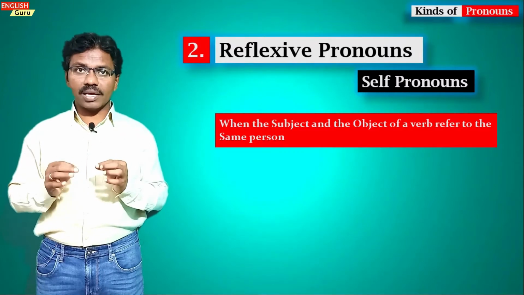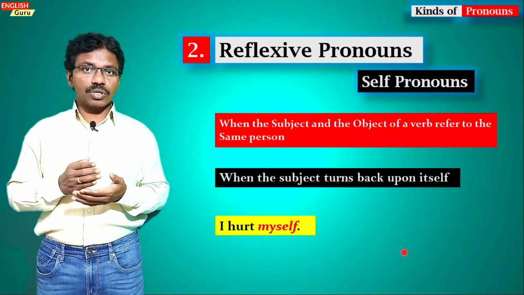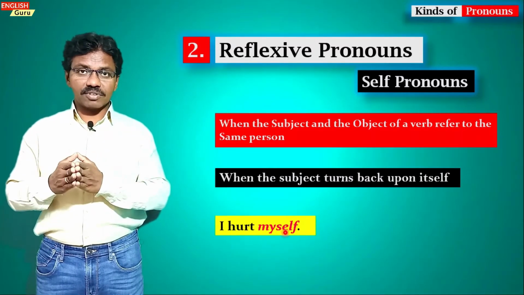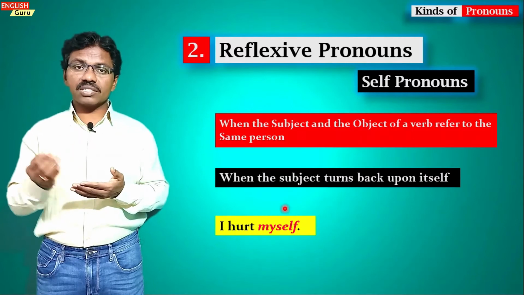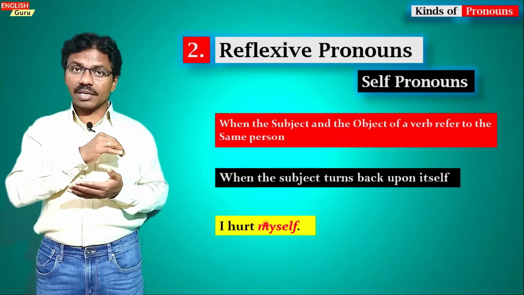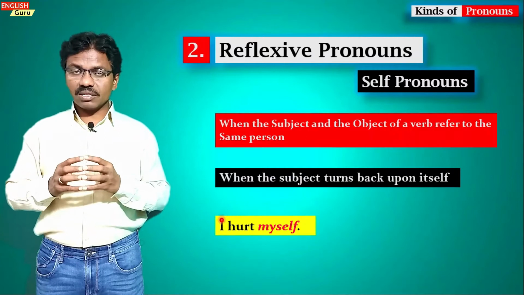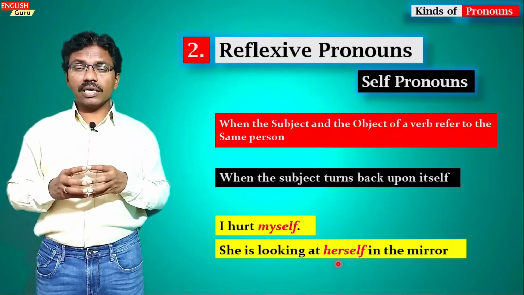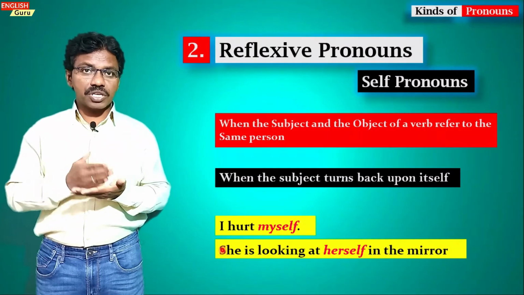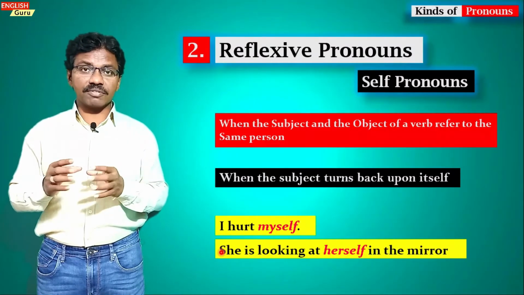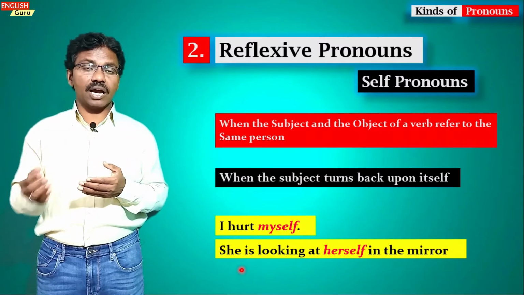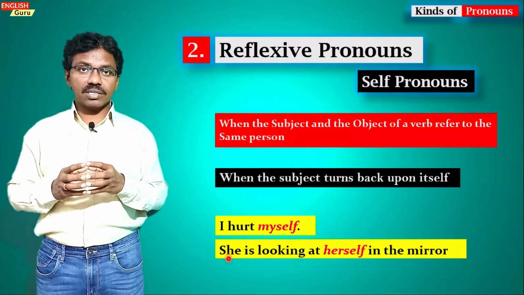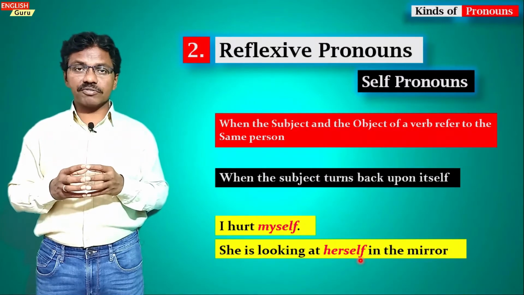For example, I hurt myself. So here the subject is I. The action which is done by the subject is reflecting again on the subject I. So that is the reason myself is a reflexive pronoun. And the next one, she is looking at herself in the mirror. She is a subject and herself, she is looking at herself. Again, herself is reflecting back onto the subject she. So that is the reason herself is a reflexive pronoun.